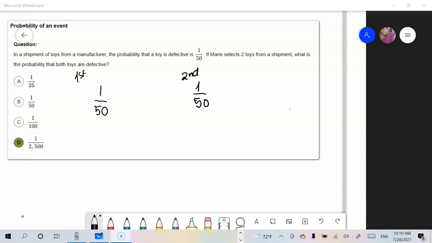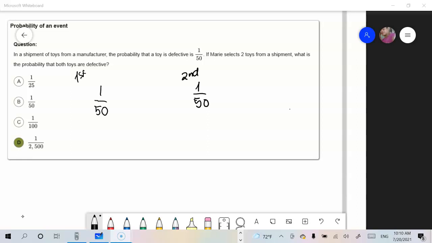Now, we have here two independent events. That means that because we are replacing the toys, the results of the second experiment won't be affected by the results of the first experiment. And these two events are completely independent from each other because they are not affecting each other.